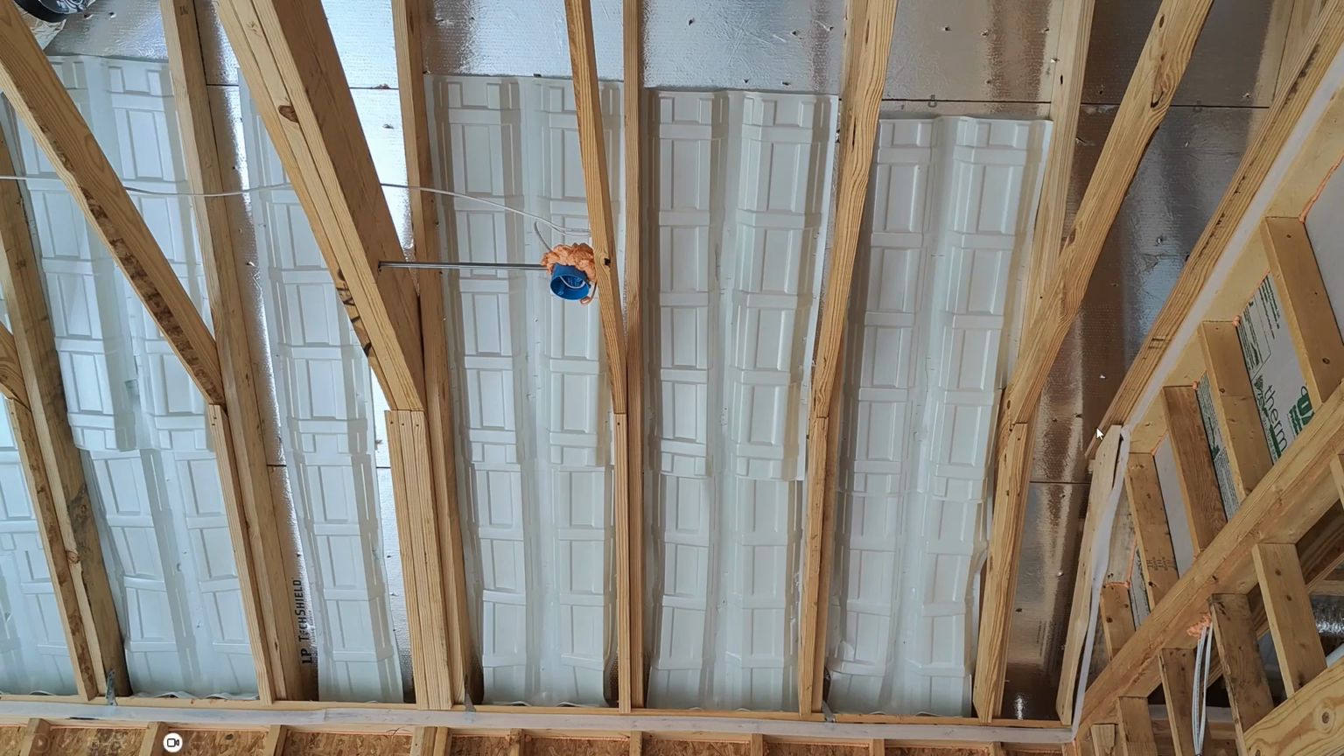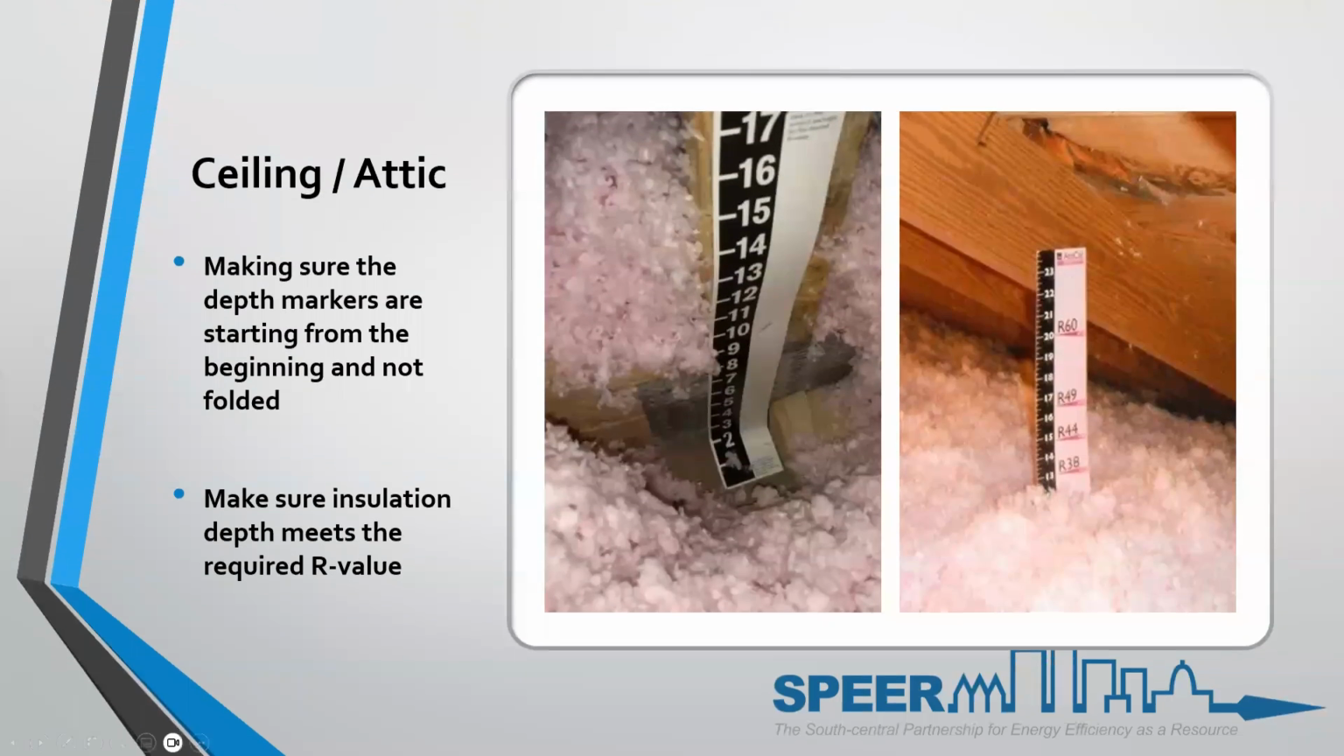So either in continuous ridge vent or turtle boxes or those mushroom caps, either way, it's allowing air to exit the top and be replaced at the bottom. So depth markers must be installed and accurately installed. Making sure the depth markers are starting from the beginning point, not folded down. Again, this isn't spelled out in the table.